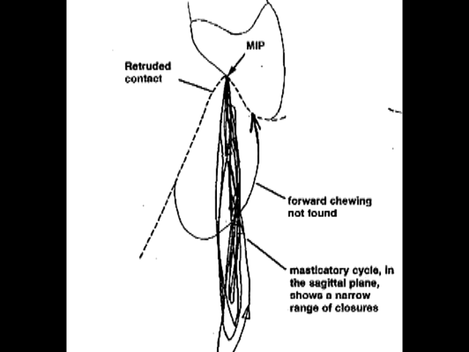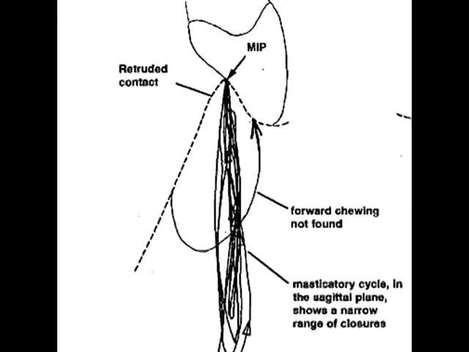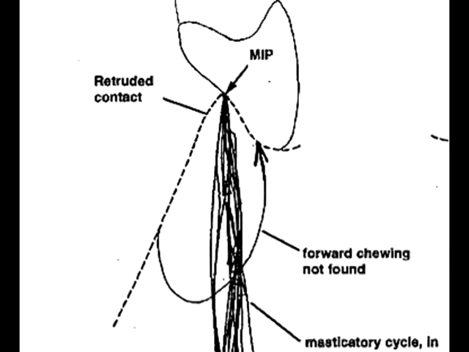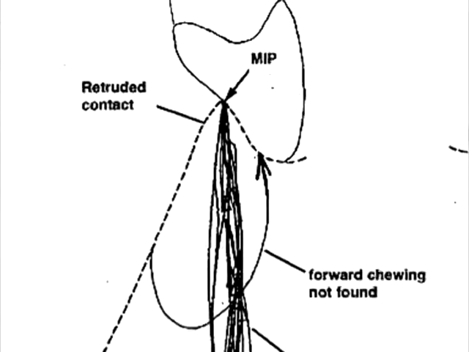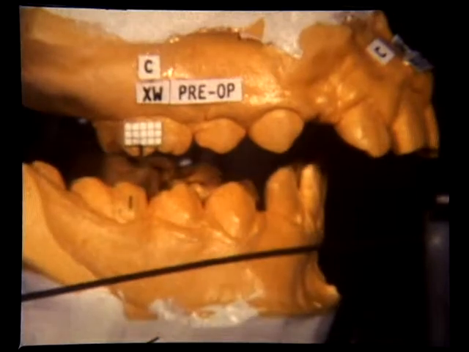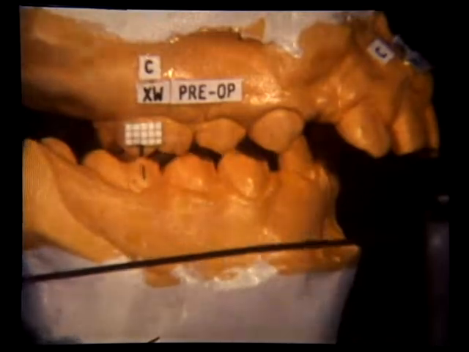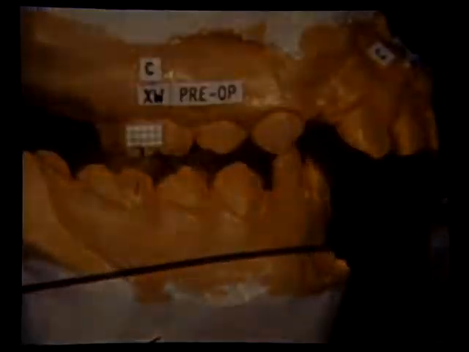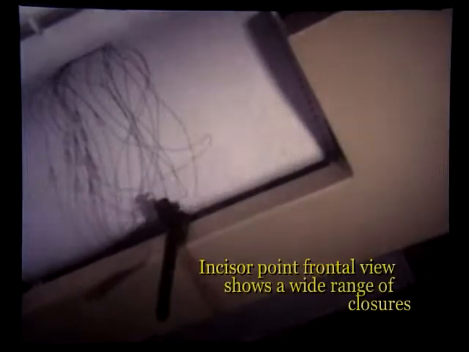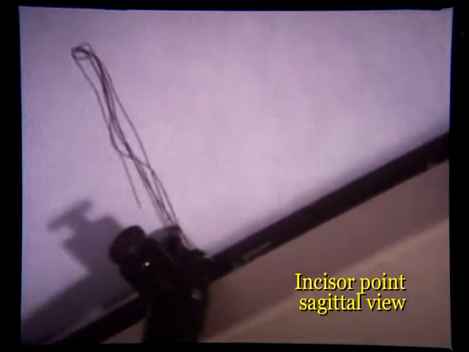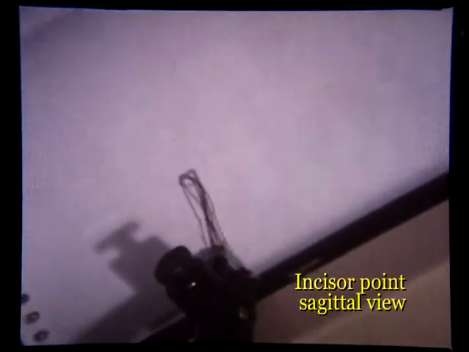There was no evidence that the mandible reaches forward during the final portion of the closing strokes. Subjects who had no anterior tooth guidance possibilities had the same rearward closing pattern. Again, the subject with worn teeth is used to compare frontal and sagittal plane views of incisor chewing plots. In the absence of any anterior tooth guidance, the sagittal plots show the same narrow range of retruded closures.